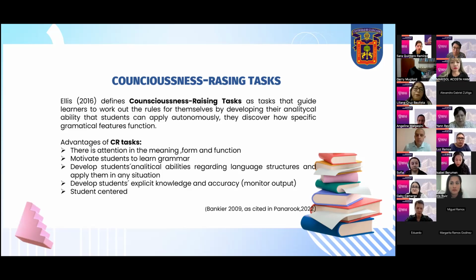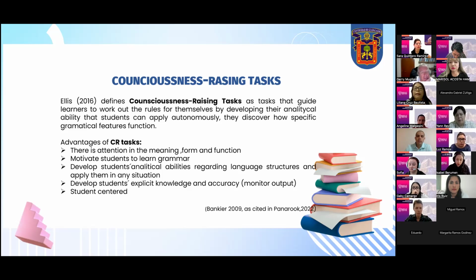The advantage of consciousness raising tasks is that there is attention on the meaning, the form and the function of the language. This type of task encourages students to learn grammar in a different way because students are challenged. They are kind of guided to uncover the rule. And the most important objective of consciousness raising tasks is that the students can develop analytical abilities.